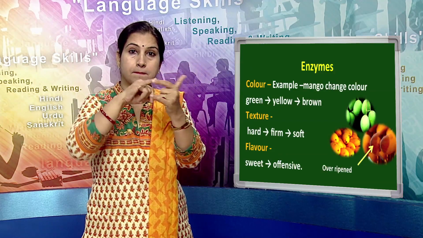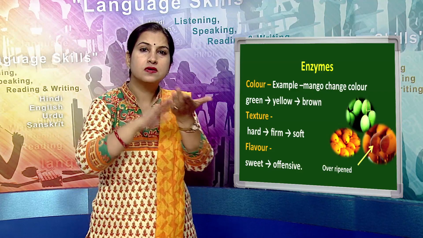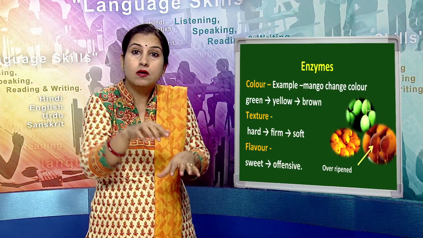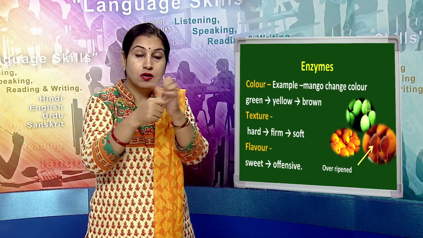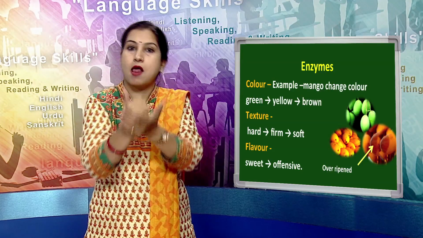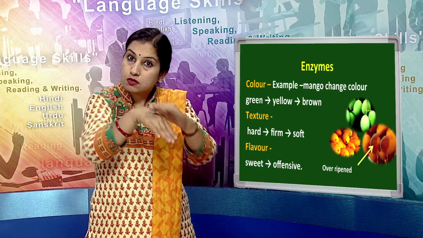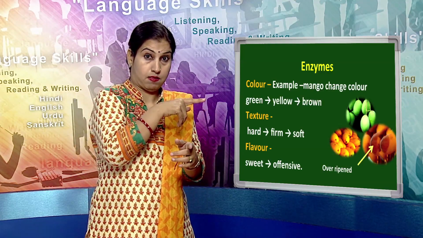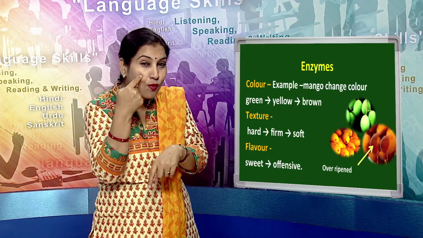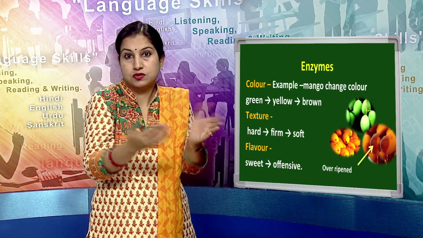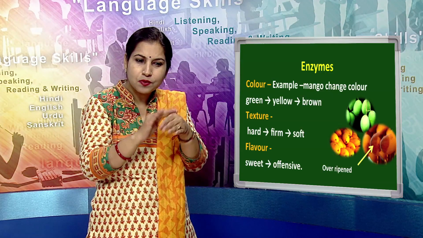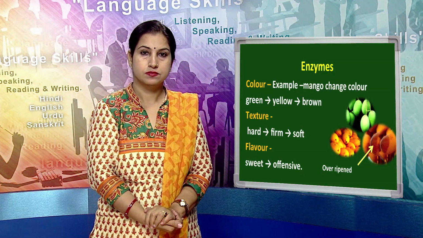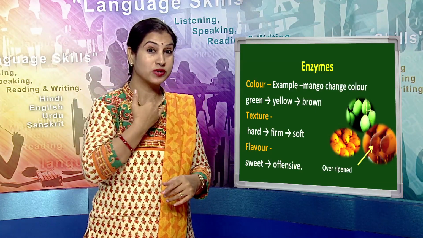Enzymes. Enzymes are chemicals which are already present in foods and help in the ripening of foodstuffs. It brings changes like color, texture, and flavor. The color gets changed in mango. From green, it converted into yellow or brown. Texture, it changes from hard or firm to soft. And flavor, it changes from sweet to offensive.